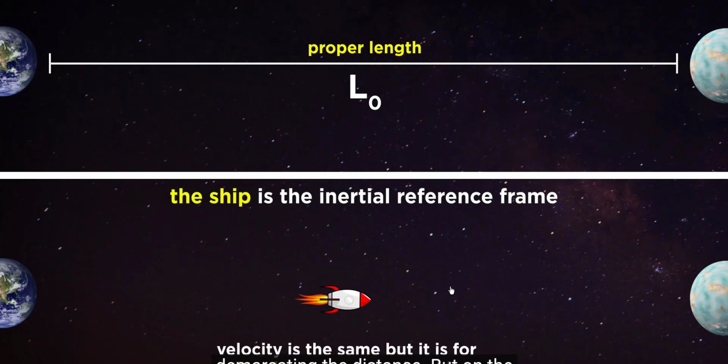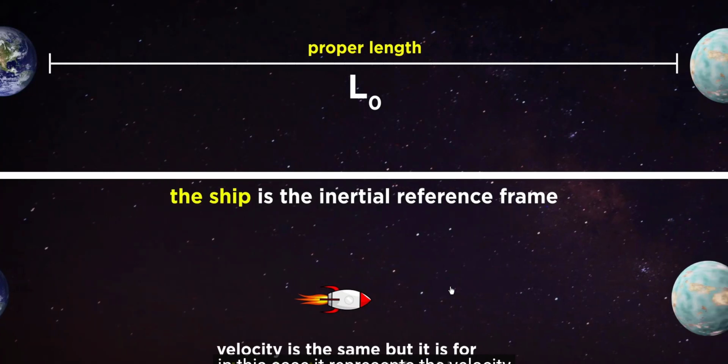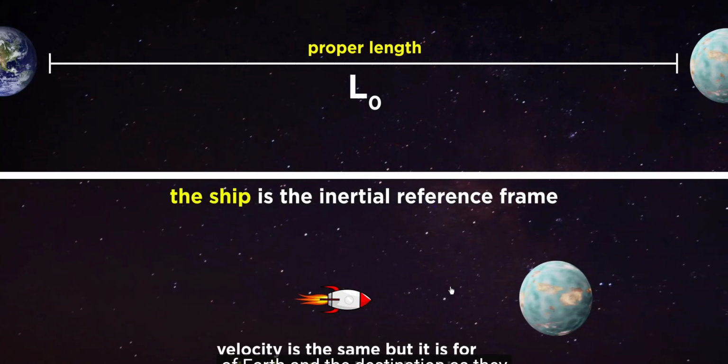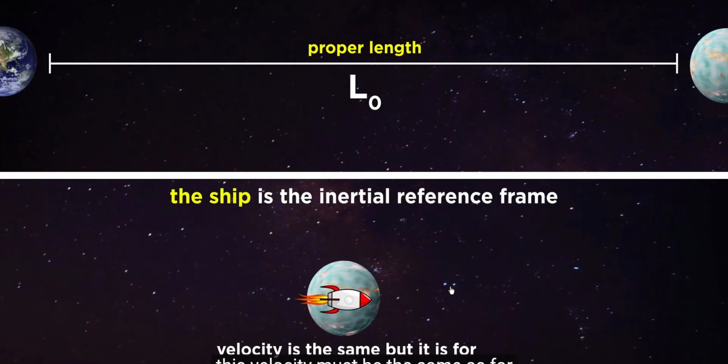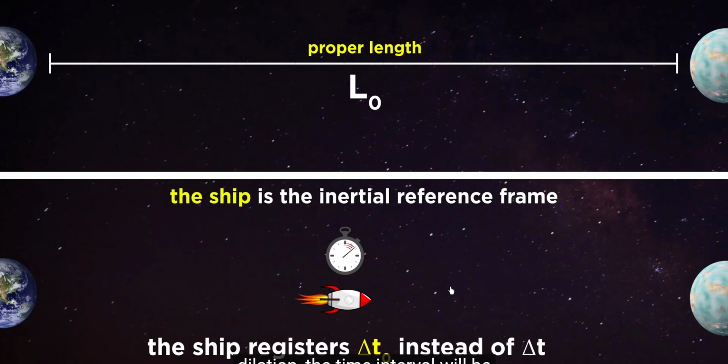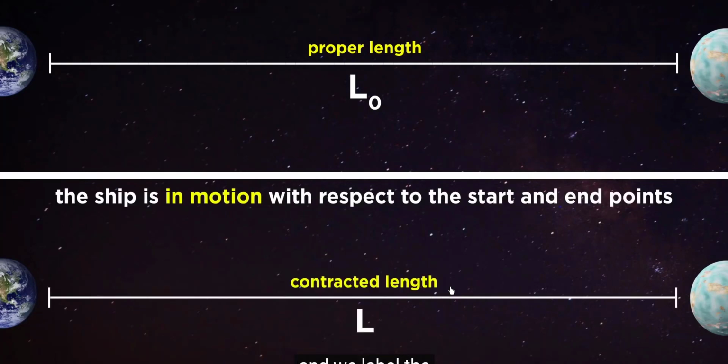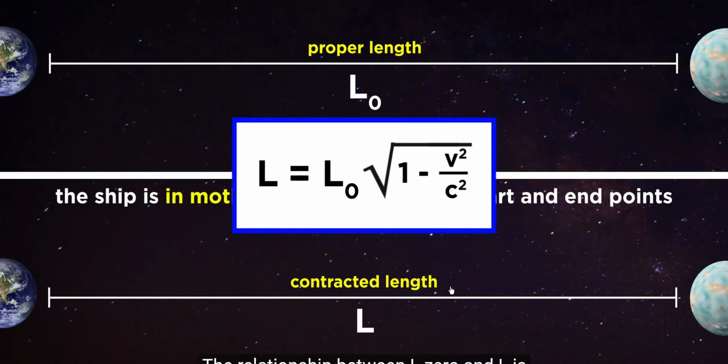distance. But on the spaceship, the only thing that is the same is the relative velocity v, though in this case it represents the velocity of Earth and the destination as they move relative to the ship. And because this velocity must be the same as for the Earthbound observer, everything else must be different. Because of time dilation, the time interval will be different, delta t0 rather than delta t, and we label the contracted length of the journey as L. The relationship between L0 and L is given by this equation, which can be derived from the time dilation equation.